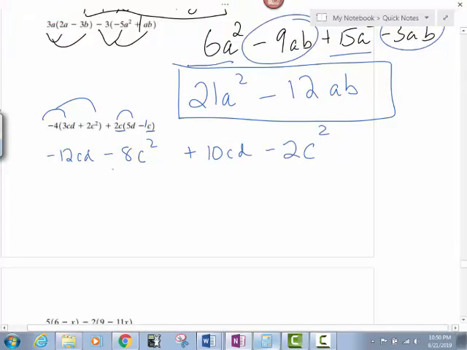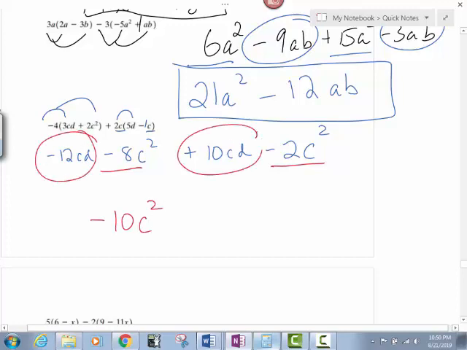Okay. Now let's combine our c squareds. Minus 8 minus 2, minus 10. Negative 12 and a positive 10 is a negative 2.